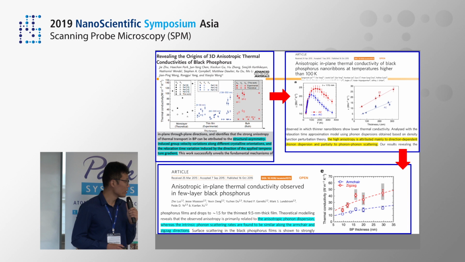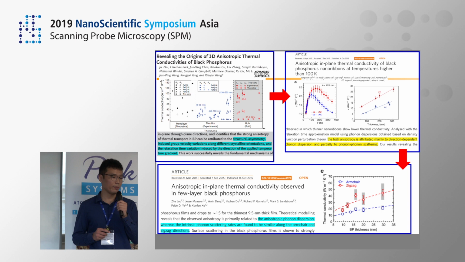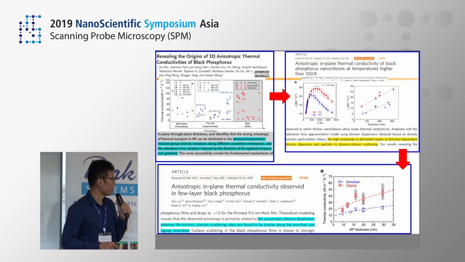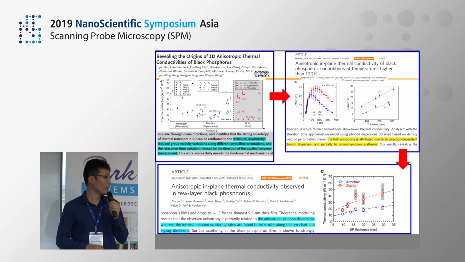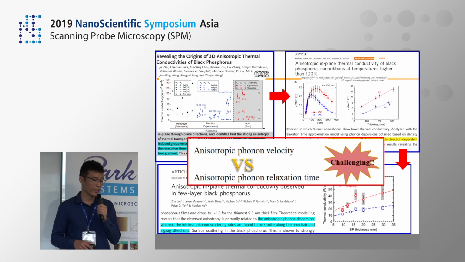As shown in this AEM paper, I remember it's 2015, they believe the anisotropic in-plane thermal transport is coming from both the phonon dispersion relation and also from the relaxation time. While this argument is discussed in a later paper, where the authors believe the anisotropy is not dominated by the relaxation time, but mainly comes from the dispersion relation. While this argument is still debated, people believe the thermal transport is dominated by the group velocity instead of the relaxation time.